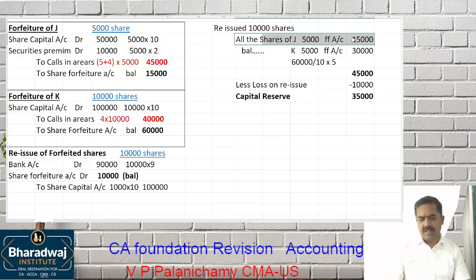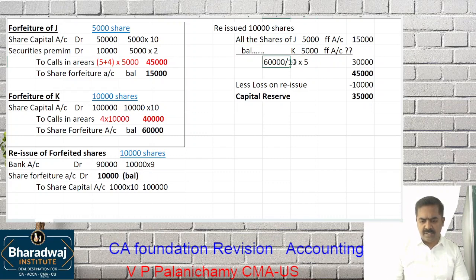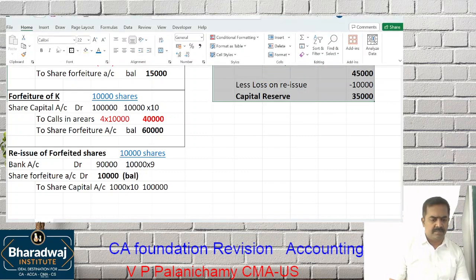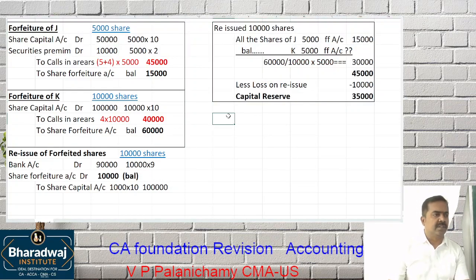I repeat, all the shares are reissued. So for K, only how many shares are reissued? 5,000 shares are reissued. What is the forfeiture account for that? 60,000 is for 10,000, so what is for 5,000? Take it up. So what is the entry you will pass for this?